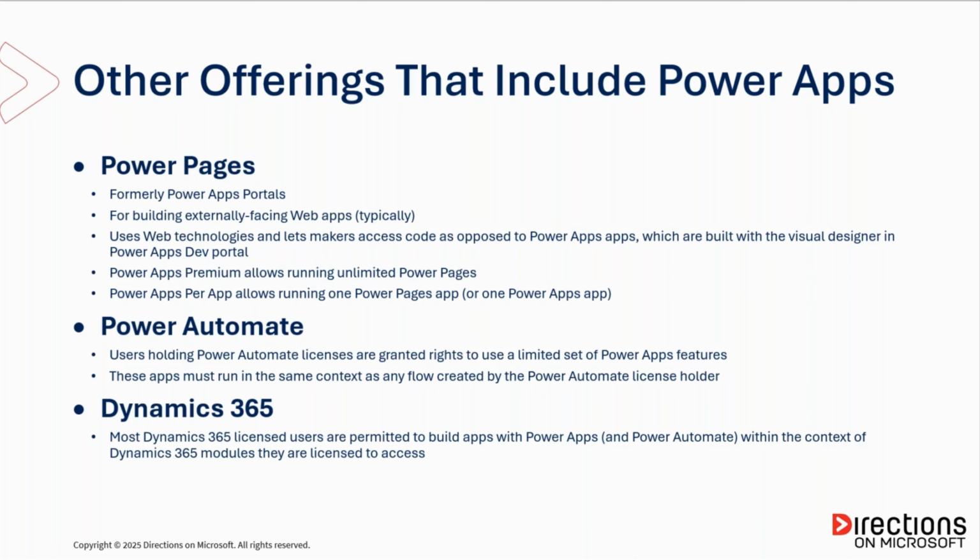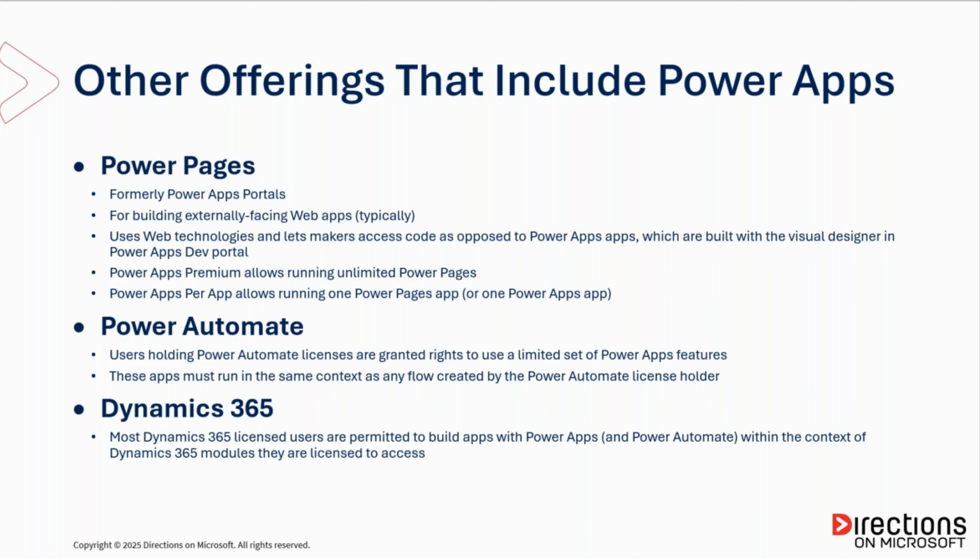Power Apps Premium supports running unlimited Power Pages sites, so separate Power Pages licensing isn't required if you have Power Apps Premium. And Power Apps Per App can be used to license one Power Pages app instead of a Power Apps app. So a Power Apps Per App is either one, Power Pages or Power App, but only one.